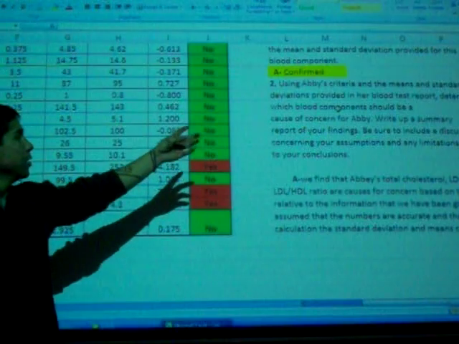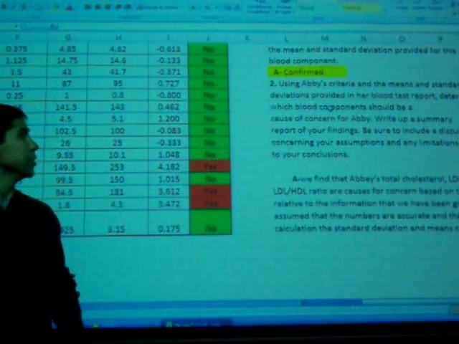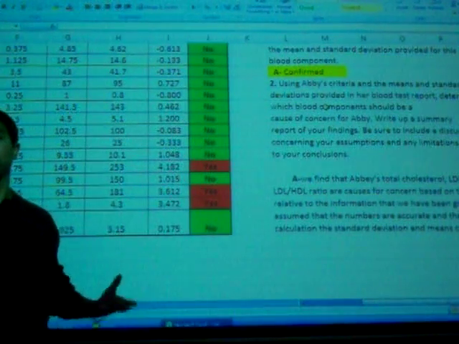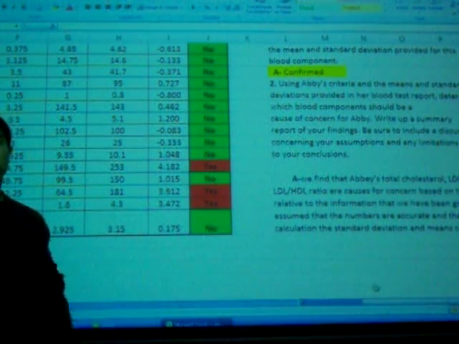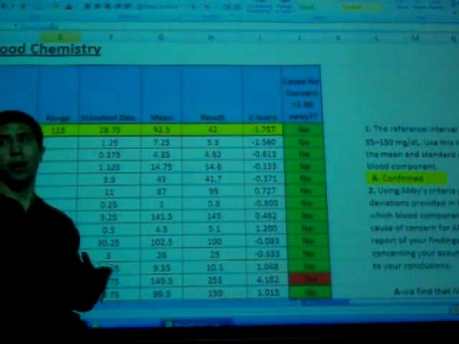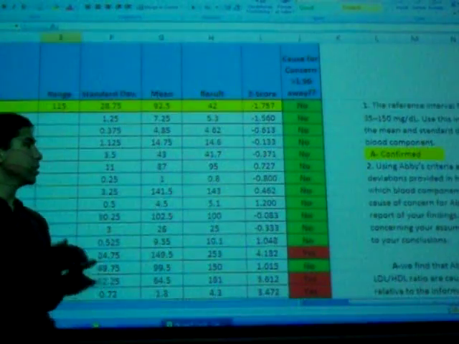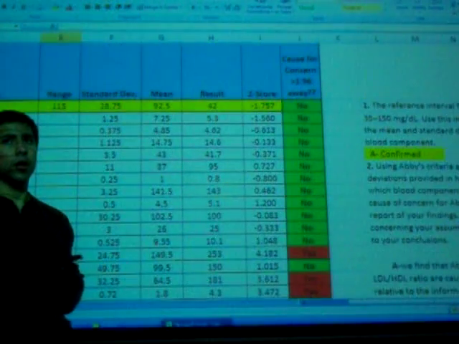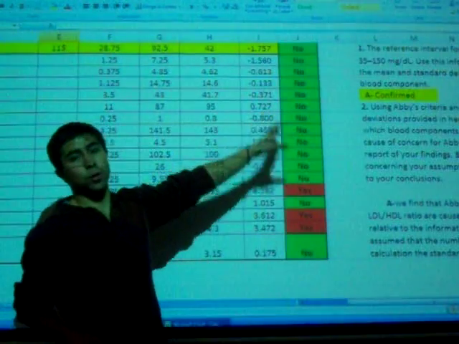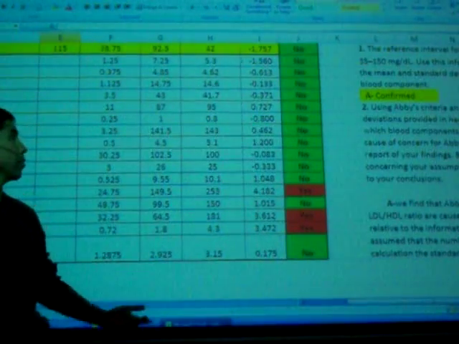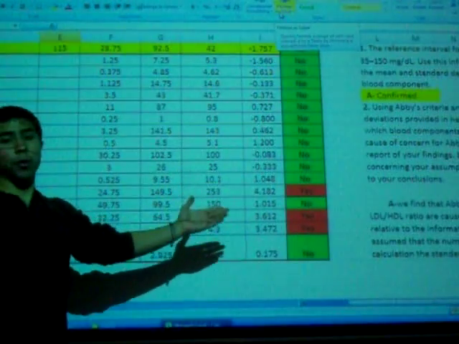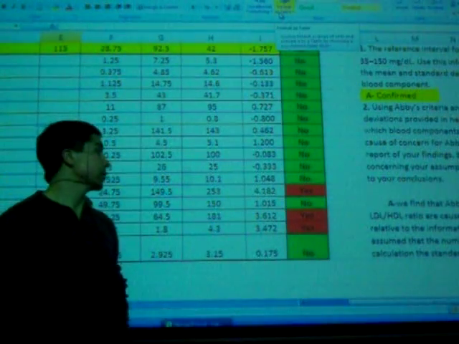And here, using Abby's criteria and the means and standard deviations provided, we want to know which blood components she should be concerned about. The way to find that would be to find a z-score for each one of her scores. She wanted to deal with each score that was 1.96 z-scores away from the mean. So we found each z-score, and for every one that was 1.96 away, that's a cause for concern for her.